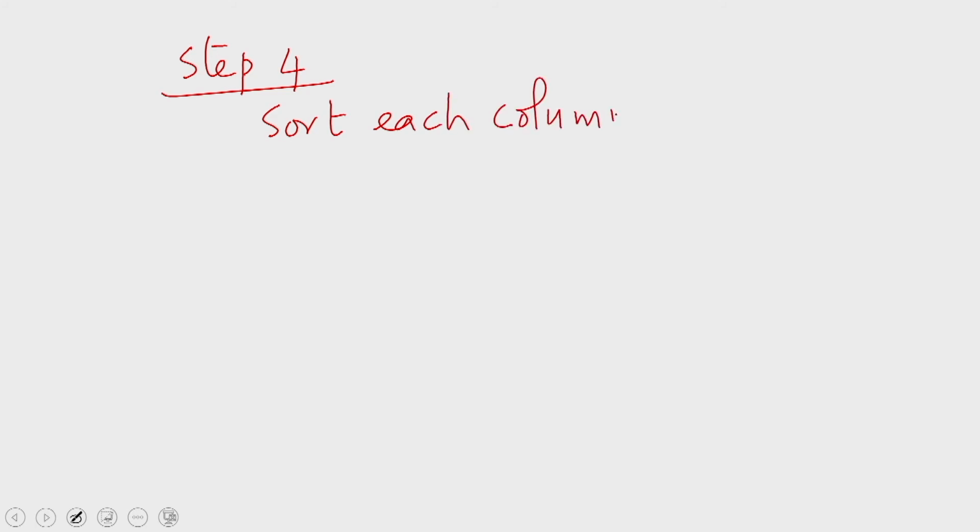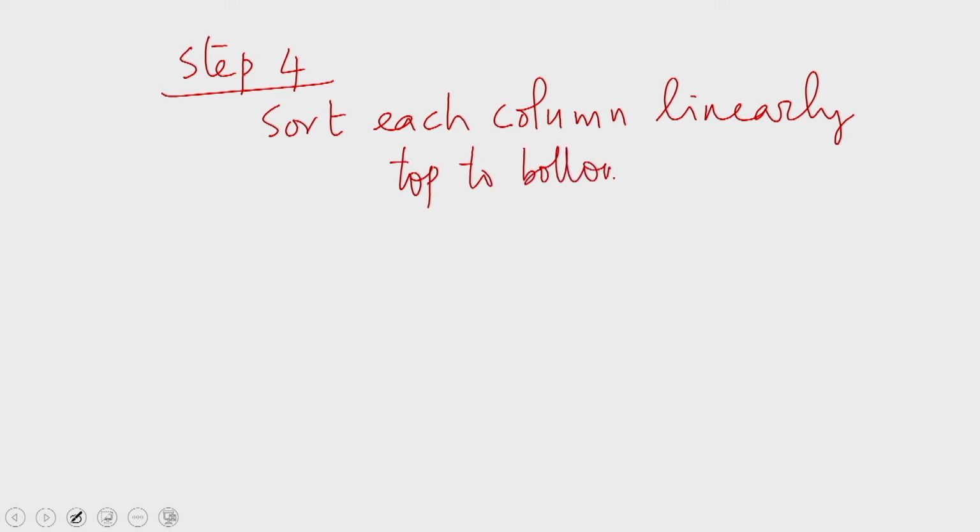Then in step 4, we sort each column linearly, top to bottom. Since we are dealing with bits, this is tantamount to letting all ones fall down to the bottom. So now we will have all the ones settling at the bottom of the column. All the zeros will be at the top.